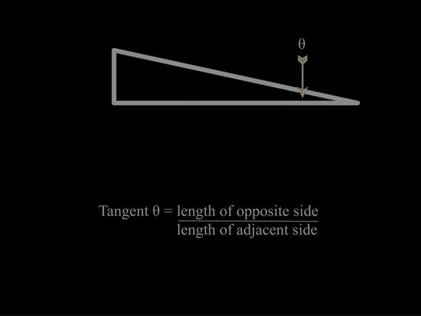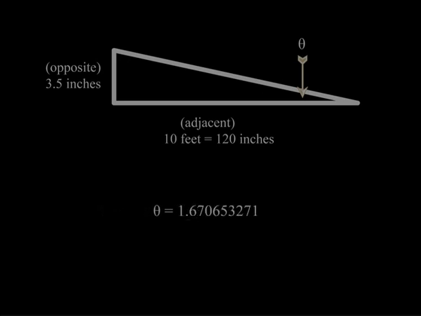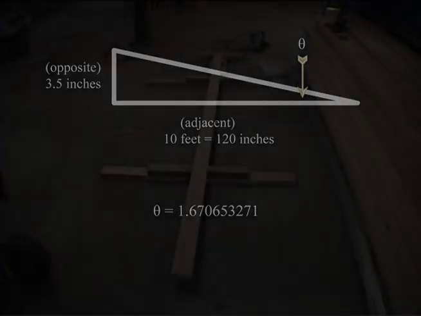The tangent of the angle is equal to the ratio of the length of the opposite side to the length of the adjacent side. My 2x4 is 3.5 inches tall and 10 feet wide, so that's 3.5 inches divided by 120 inches, which is 0.029. The arctangent of that number is 1.67, which is the angle we want to find.